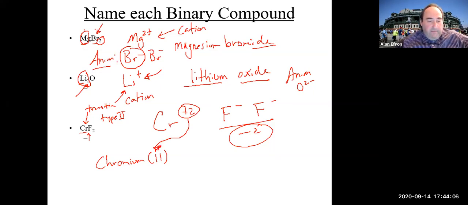And fluorine becomes fluoride. So chromium, Roman numeral 2 fluoride. Again, there is no effect on this type of naming for that extra 2 that is there. Any questions on those names, or how to do type 1 or type 2?